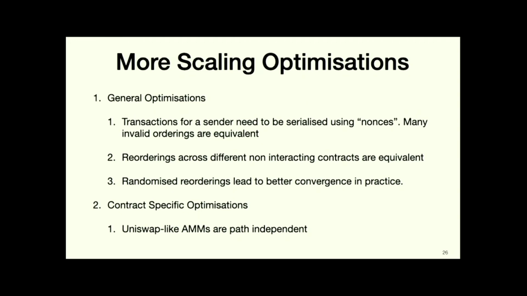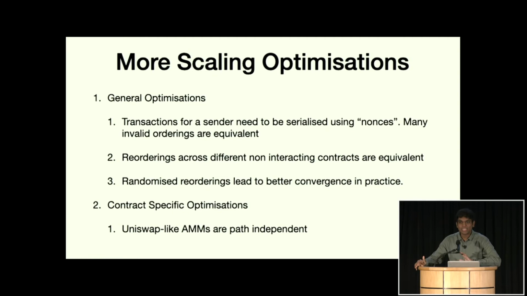There are more scaling optimizations for making CFF practical. These optimizations can be categorized into two categories. The first one is general optimizations, and the second one is contract-specific optimizations. So the first general optimization that we do is on the transactions. You don't really need to reorder all the transactions, because transactions for a sender should really be serialized by the nonces of the sender. So in some sense, if you explore all the reorderings, most of them would be invalid orderings. Second, for contracts that do not really interact with each other, you can consider them as generating equivalent reorderings.